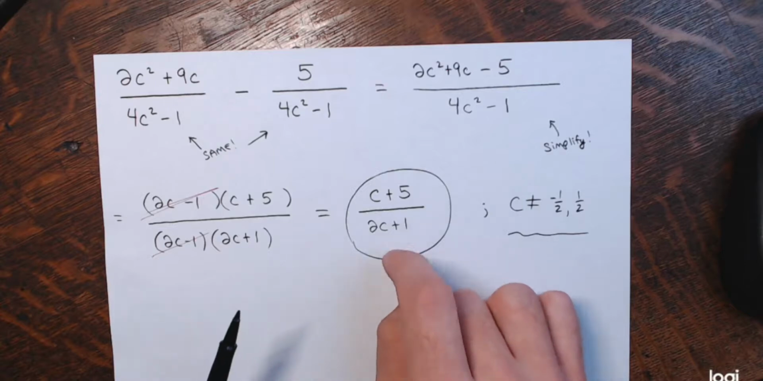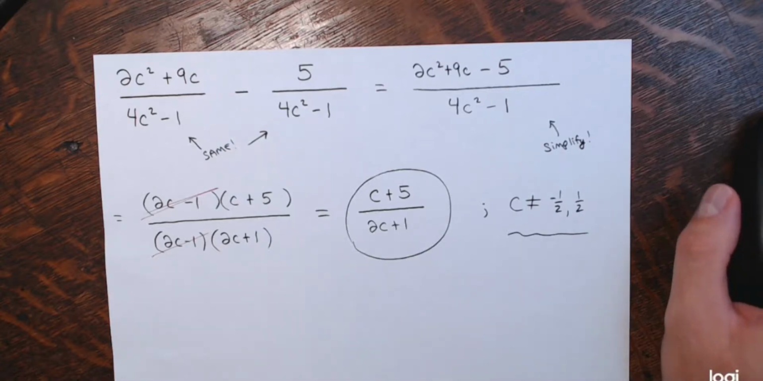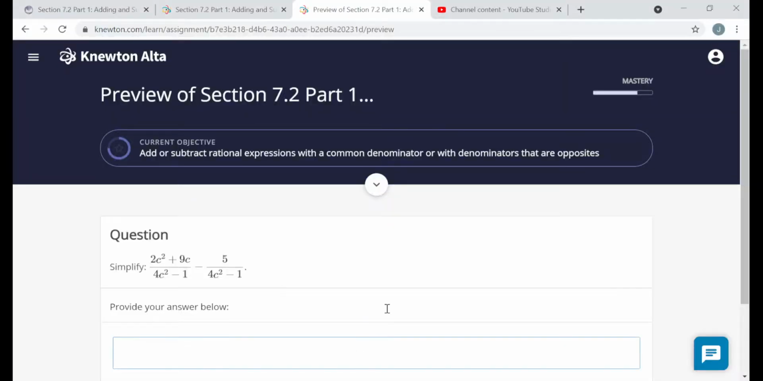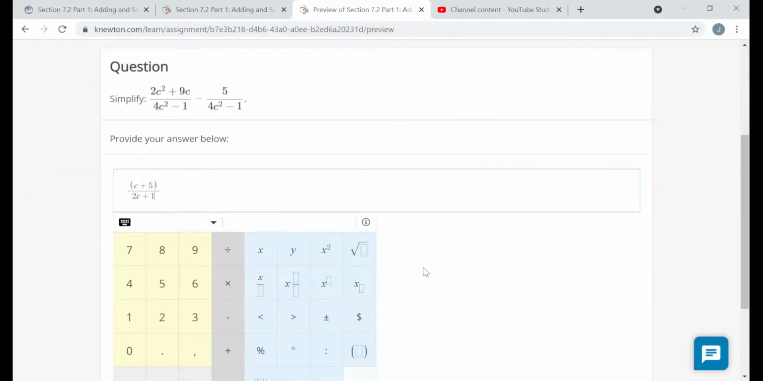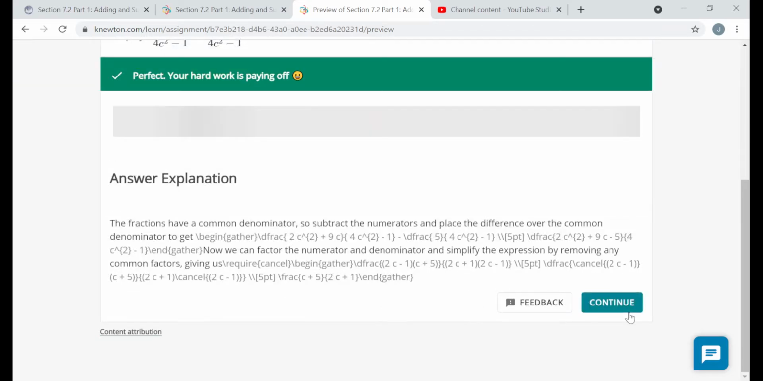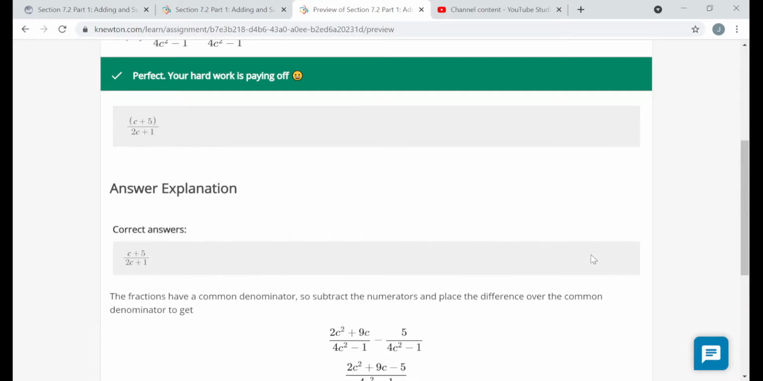All I'm going to enter is this fraction here, c plus 5 over 2c plus 1. Now, since the numerator has multiple terms, I'm going to start by putting it in parentheses: c plus 5 divided by, and then 2c plus 1. And if you want to go back and erase the parentheses, that's fine, but this should be a good fraction here. And once again, please read through your answer explanations.